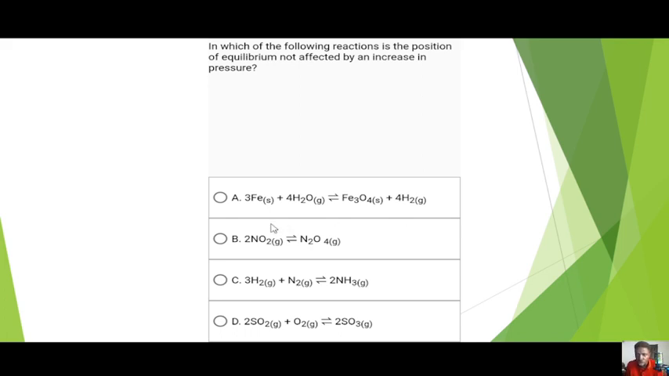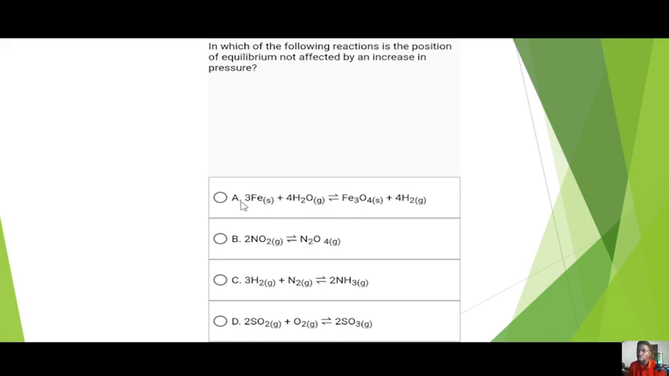So let's look at option A. Option A has gases, but the gases on the reactant side are 4 moles of water gas, and on the product side 4 moles of hydrogen gas. Because the number of moles of gases on both sides are equal, automatically that's the answer. Remember, I did not say number of moles of substances, I emphasized the gases. So automatically your answer is going to be A.